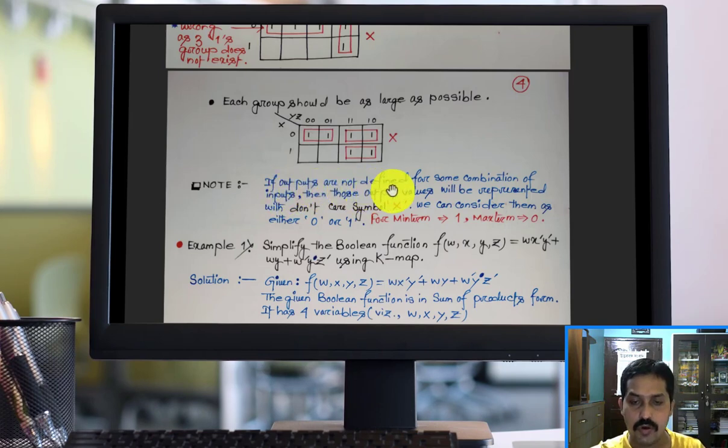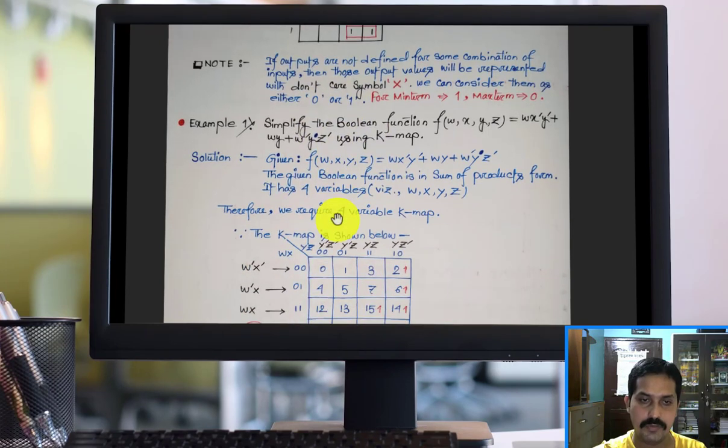If outputs are not defined for some combination of inputs, then those output values will be represented with the don't care symbol. We can consider them as either 0 or 1. Actually, whenever we do min term problems, we put 1 for the don't care symbol, and for max term problems we use 0 as the don't care symbol.